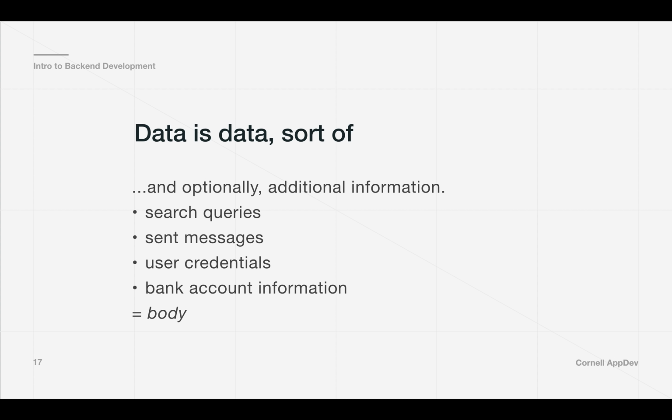And in addition to all of that, which generally automatically gets sent by the client, there's additional information. So for example, on Google, we might have a search query, sent messages, user credentials to log in, bank account information if you're logging into Chase or something, and that usually gets sent in the body of the request.